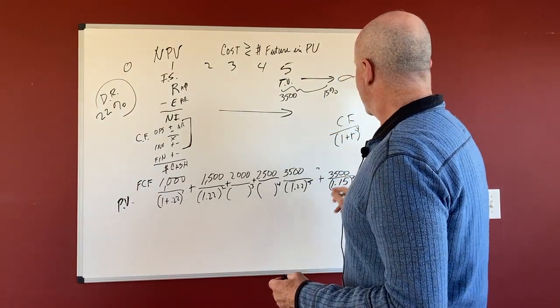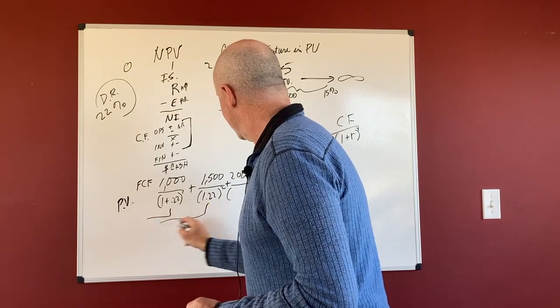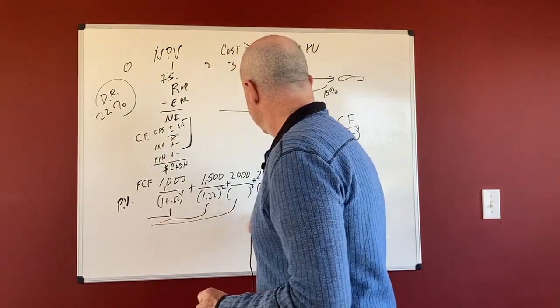Okay, so now we have all these numbers, and what happens is now we're just pulling all these numbers back to a present value, right?